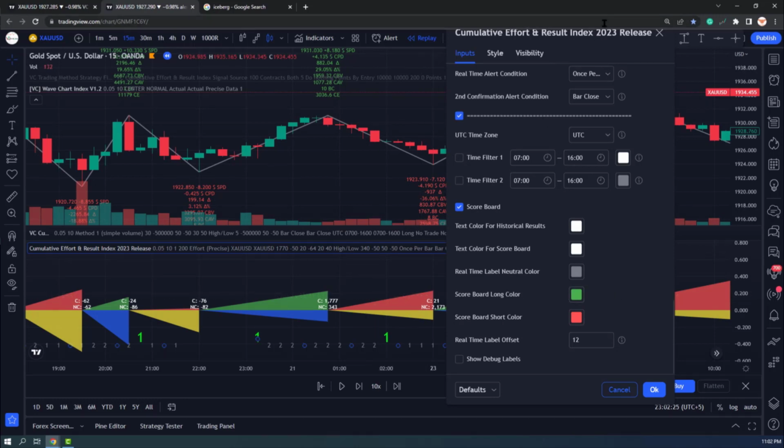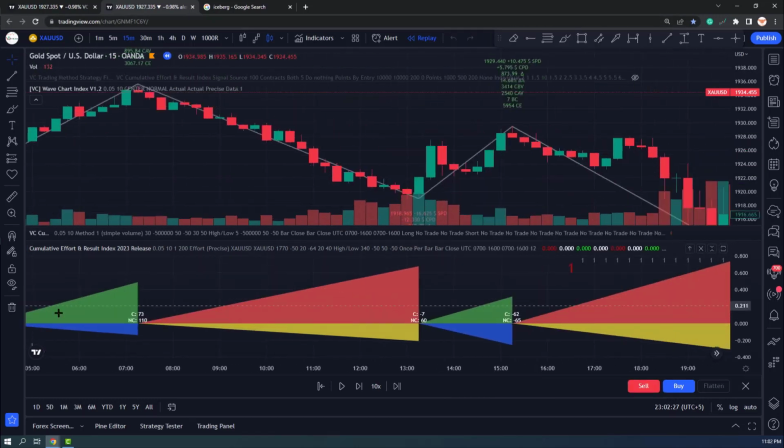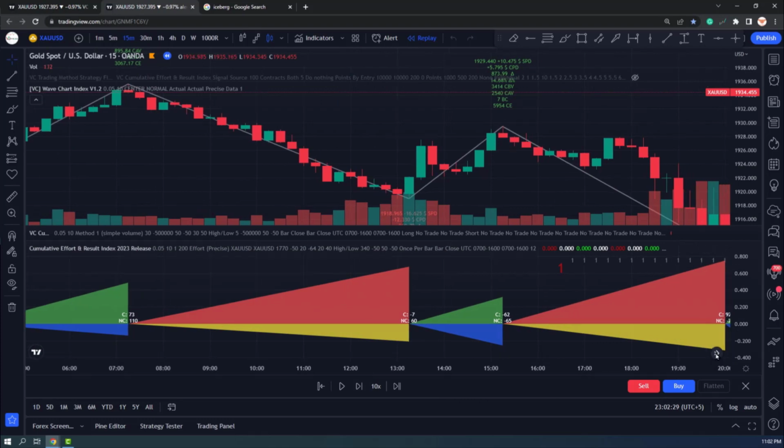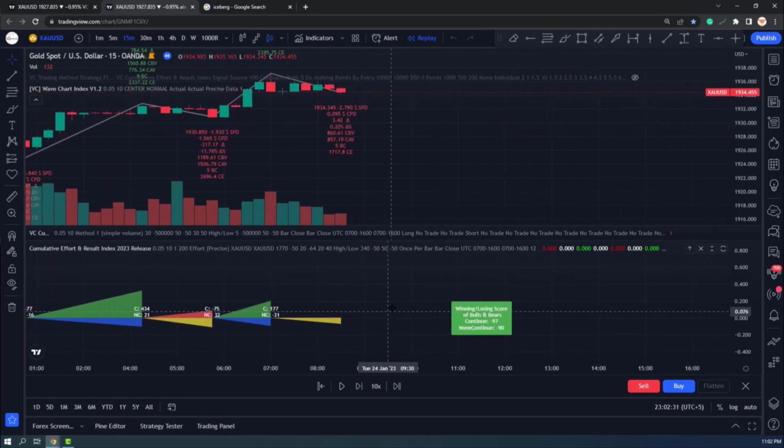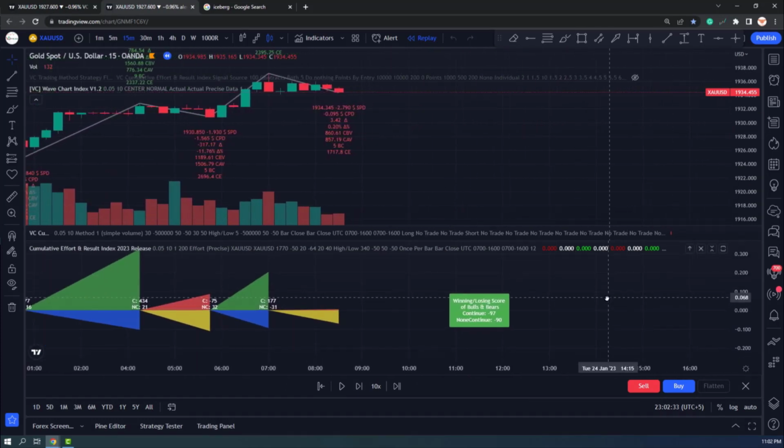I think I have skipped the real time here. The scoreboard. The scoreboard is the real time score of bulls and bears, the real time score of comparison, the real time continue and non-continue comparison. You can get a very clear idea about the current movement of the market.